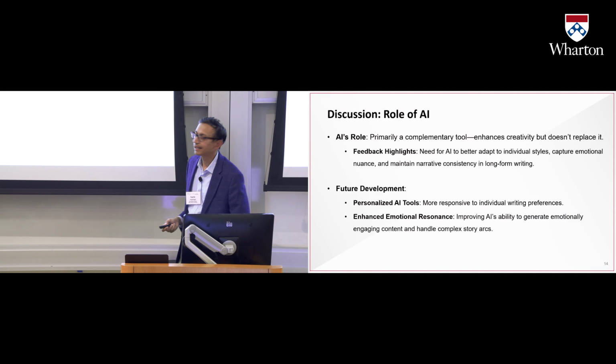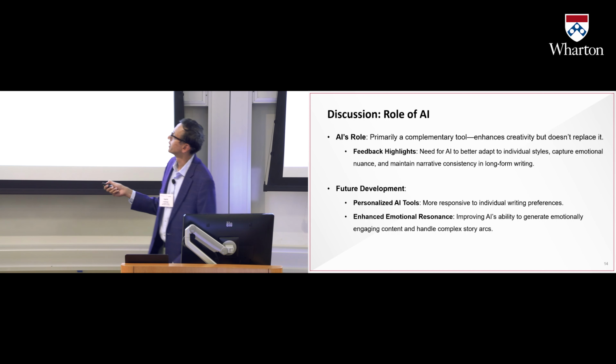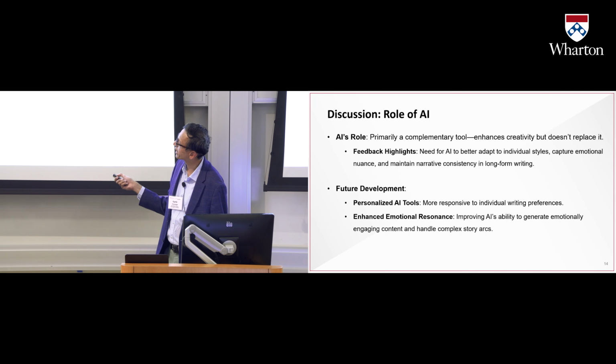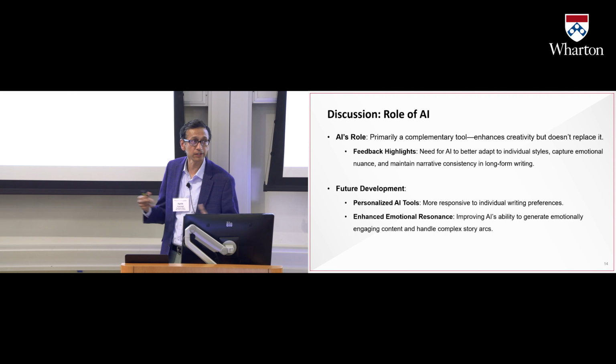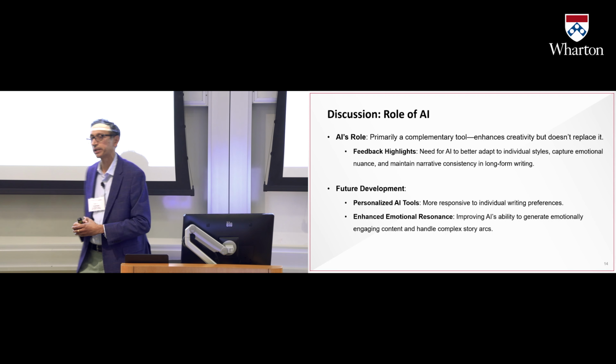There are some interesting ideas about what this means for AI design itself, right? For example, AI that could be more personalized, that can respond to individual writing preferences, that can respond to emotional resonance. I think of these systems are missing. These are some of the ideas that also emerge from that.